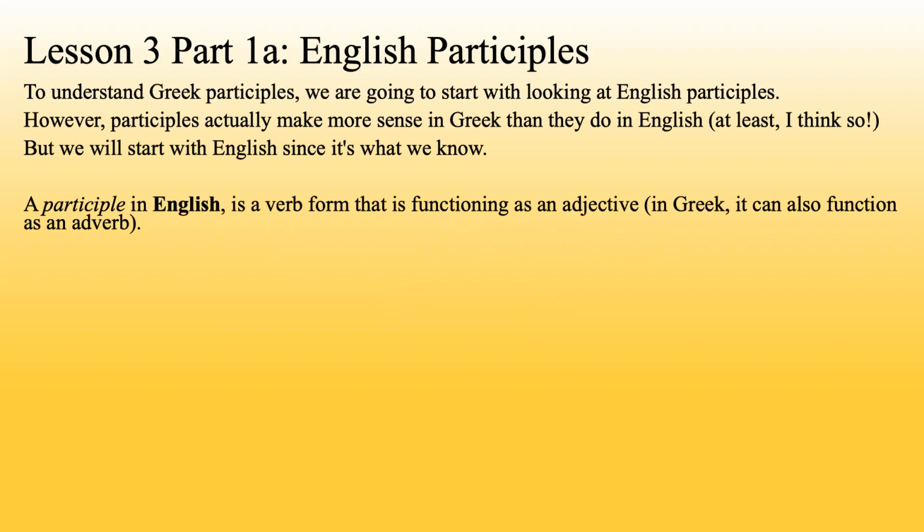A participle in English is a verb form that is functioning as an adjective. Now, in Greek, it can also function as an adverb. The bouncing ball was kicked. Ball is a noun. Which ball? The bouncing ball. Bouncing is describing ball.